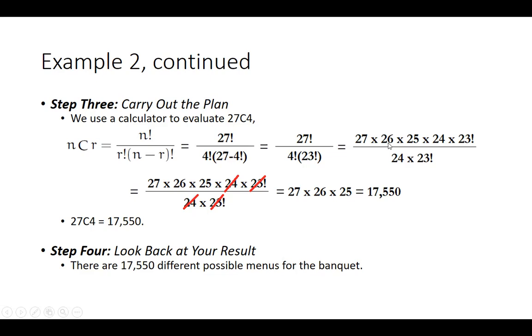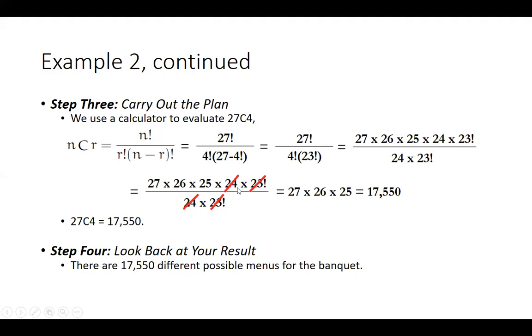27 factorial can be written out as 27 times 26 times 25 times 24 times 23 times 22, all the way down to times 2 times 1. But since we know that we have a 23 factorial on the bottom, we can leave it as 23 factorial on the top and not list out any more, because that 23 factorial is going to cancel away. 4 factorial we can calculate as 24. So the bottom has 24 times 23 factorial.